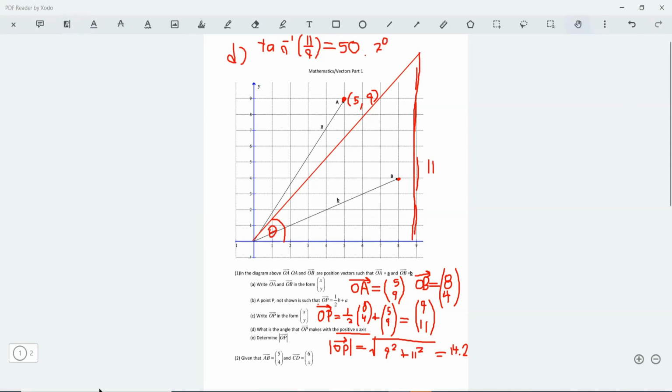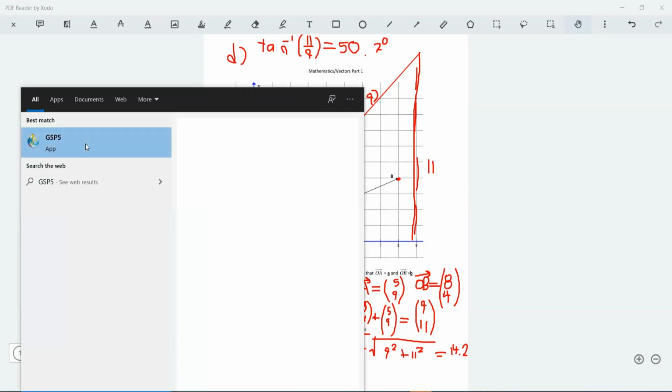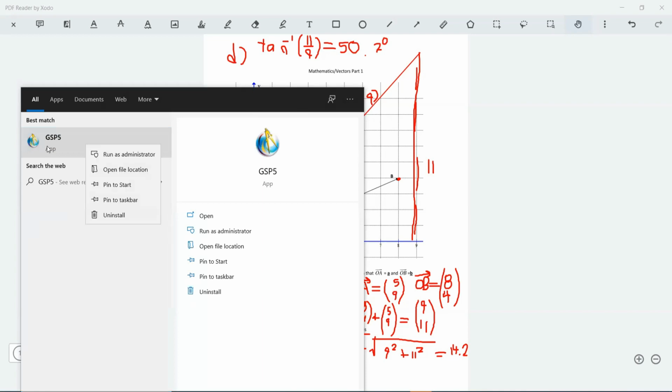Now, what I like to do, of course, is verify everything on a graph. I'm going to verify it on a graph for you. And this graph is known as the Geometer's Sketchpad.